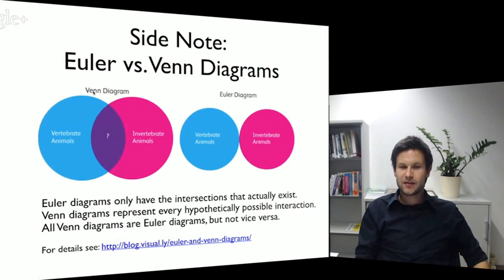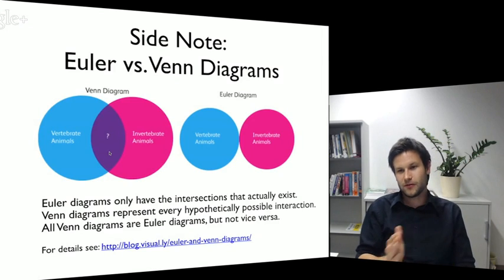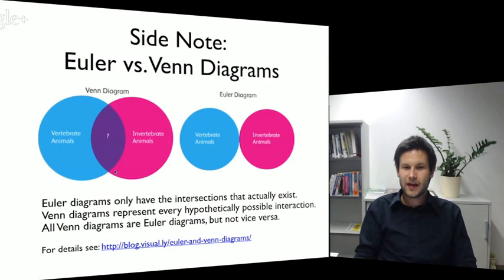So a Venn diagram has these intersecting sets, and it's about the intersections between different sets. An Euler diagram only has the intersections that actually exist. Like if we have two sets, vertebrate animals and invertebrate animals, there is no intersection between them, because an animal can only be vertebrate or not vertebrate. If you show it as a Venn diagram, you would have intersections that do not exist.